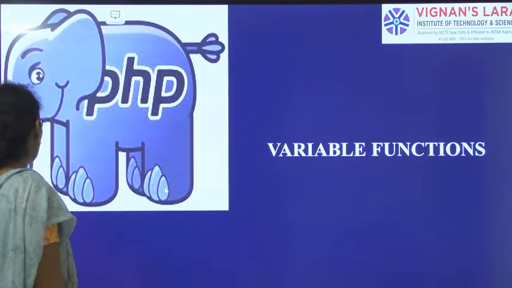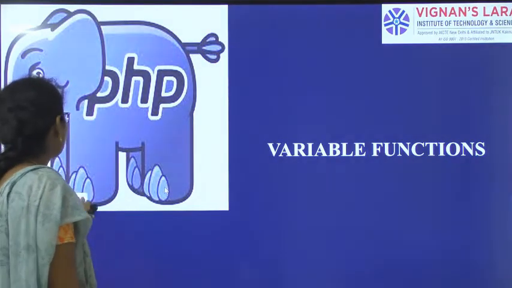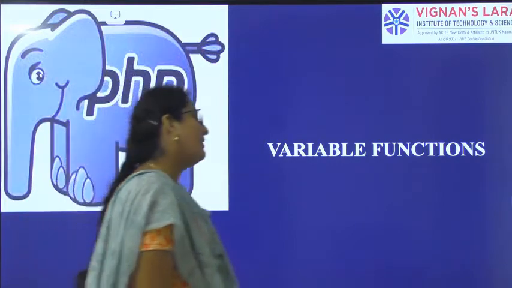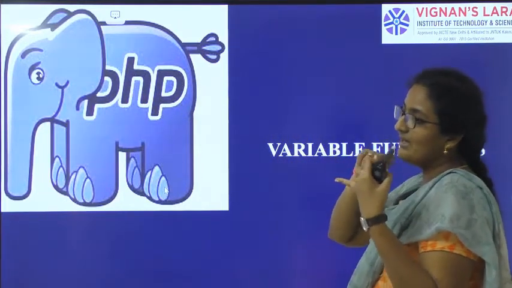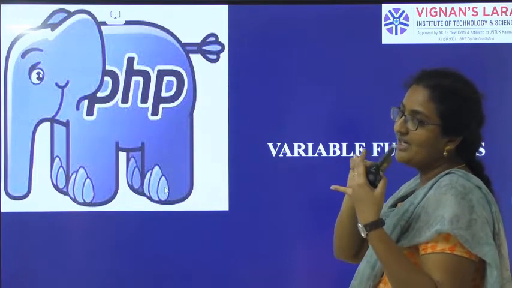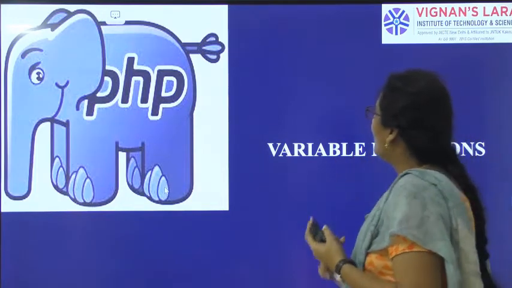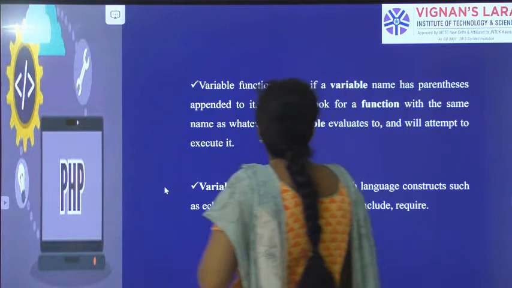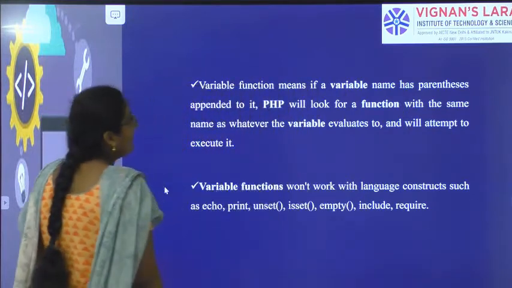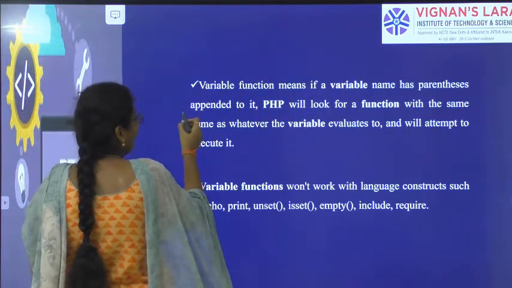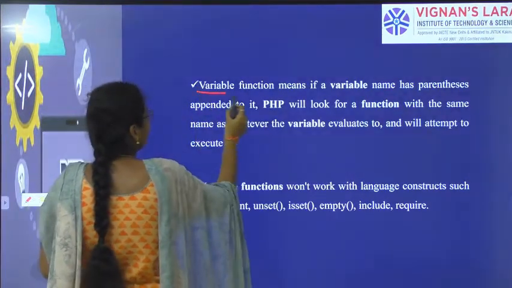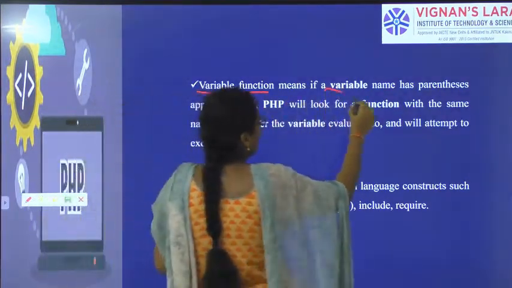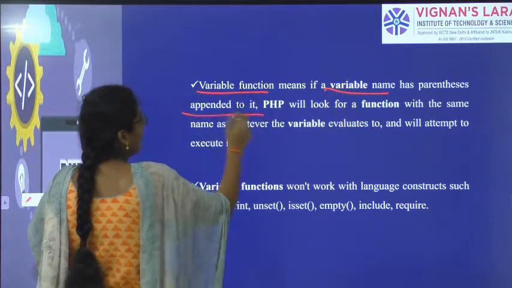Next one is variable functions. So first one is user defined functions, second one is predefined functions, third one is recursive function, fourth one is variable function. So variable function means a variable name has the parentheses appended to it.